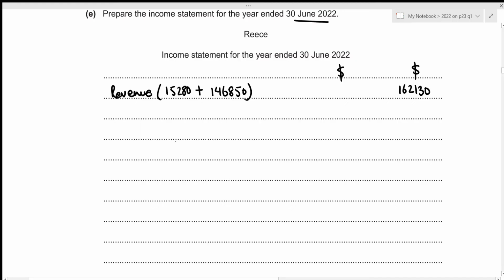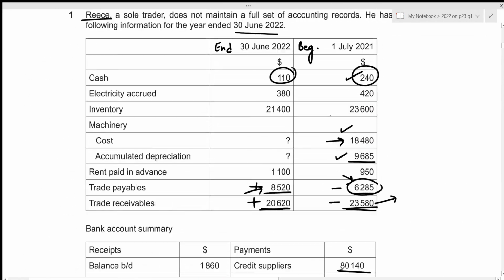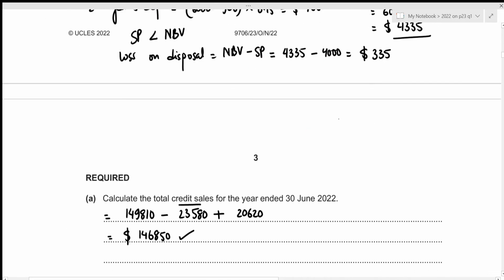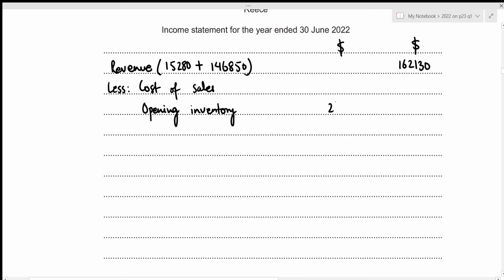Okay, then if there is any sort of sales returns, we need to subtract it, but in this question there is no mention of sales returns, so we can just move towards our cost of sales, and we need to subtract our cost of sales. The very first item to be included in the cost of sales will be opening inventory. Let's have a look above. We can see that the inventory value at the opening date is 23,600, which will act as our opening inventory. Let's write it down. So that is going to be 23,600.